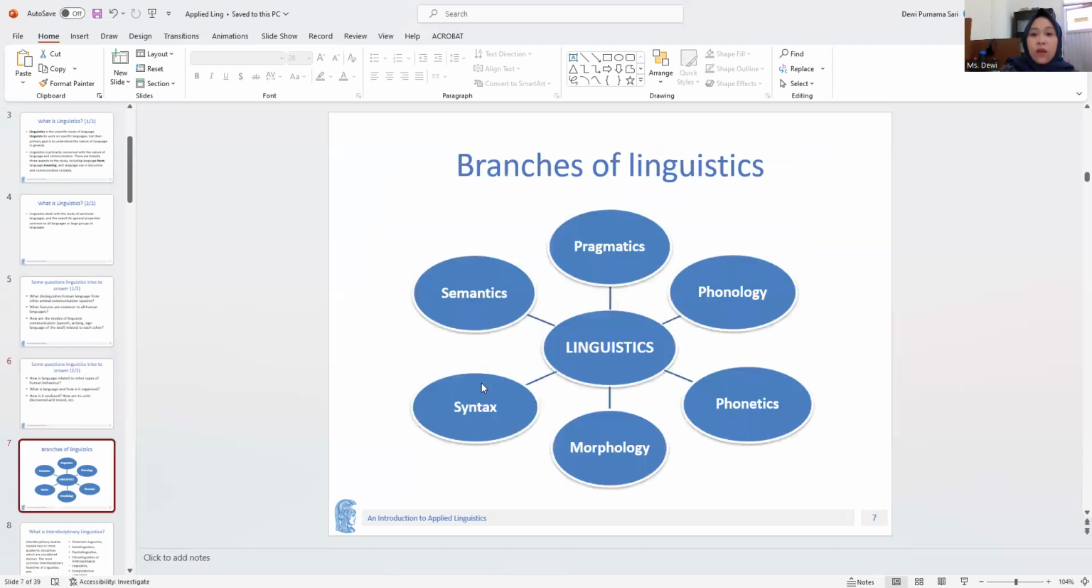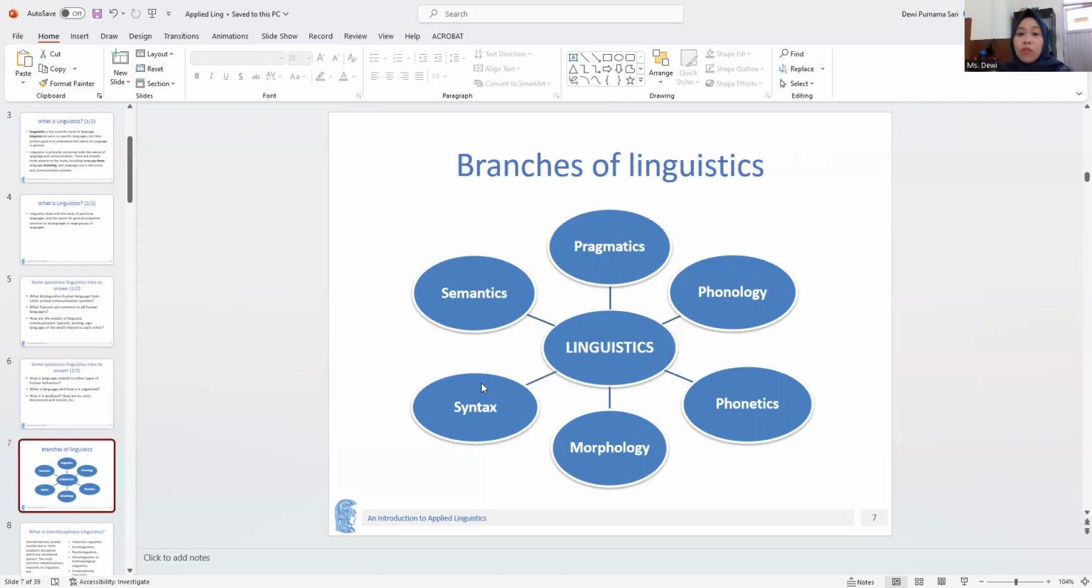Okay, so here are some branches of linguistics. Of course, in Introduction to Linguistics, you have already learned some aspects or branches of linguistics that the lecturer taught you, right? So in linguistics, there are six branches of linguistics. The first one, we have pragmatics, dealing with the meaning of sentences, implied meanings especially.